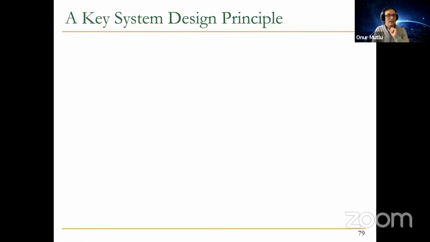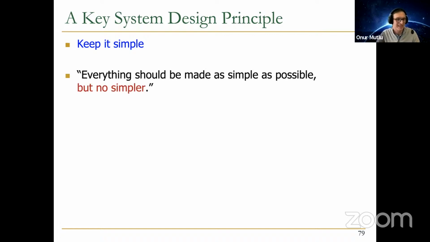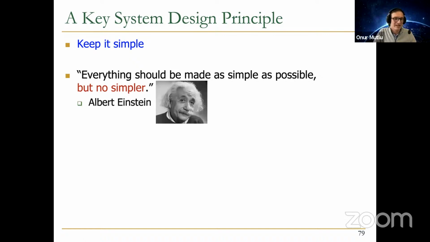Let me conclude with a couple of key system design principles. And a key system design principle is keep it simple. And I think the single cycle microarchitecture actually violates this keep it simple principle in a very bad way, as we discussed. I'm not going to harp on it again. And a principled person, let's say a scientist, actually has given this quote: everything should be made as simple as possible, but no simpler. Probably some of you recognize this quote. You may have seen it somewhere. Yes, that's Albert Einstein, actually, who did this quote.